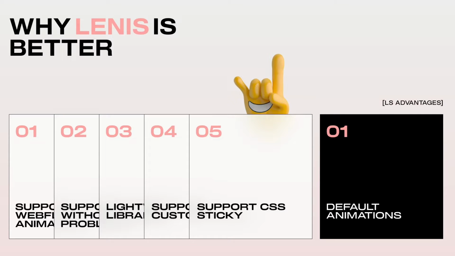Among the Lenis advantages, I feel some disadvantages compared to the locomotive scroll library. First is locomotive scroll is smoother when you scroll and I like its default easing. I think Lenis can improve the default easing a lot. Also, locomotive scroll provides some default animations like changing the speed of the elements on scroll or even the direction of their movement.